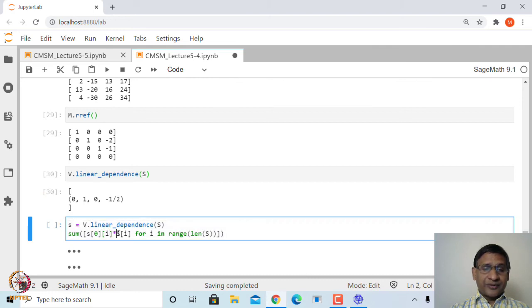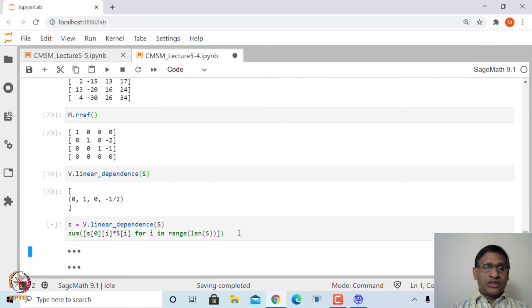Then we take the sum of S0 of I times S of I, where S of I is the ith element in the set S, for I in the range of length of S. Here S has length 4, so you can say range 4 also, and when we sum this, you get 0 0 0. So you have shown that there is a set of scalars A1, A2, A3, A4 not all 0, such that A1 times V1 plus A2 times V2 plus A3 times V3 and so on is 0, and hence this set S is linearly dependent.